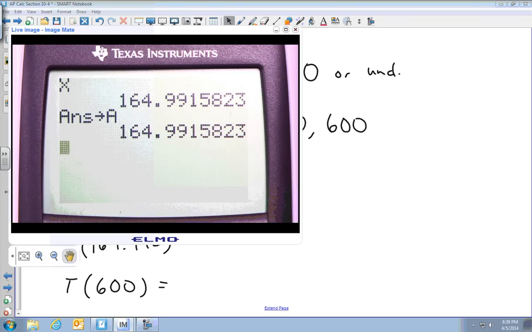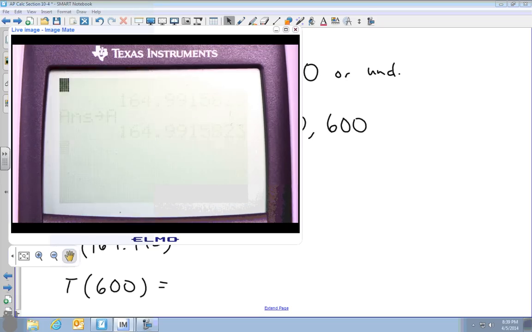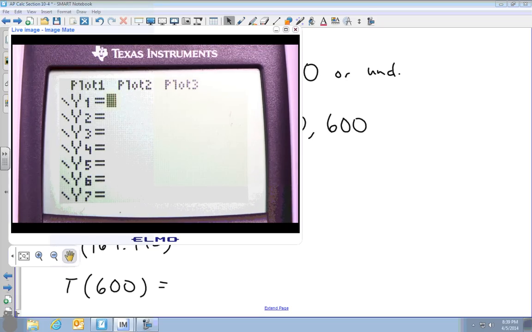So the value of x again was the calculation we just did, and I'm just storing that into A here in this case. And let's put in y1 as our time function. So our time function again was the square root of x squared plus 200 squared. This is not the derivative.